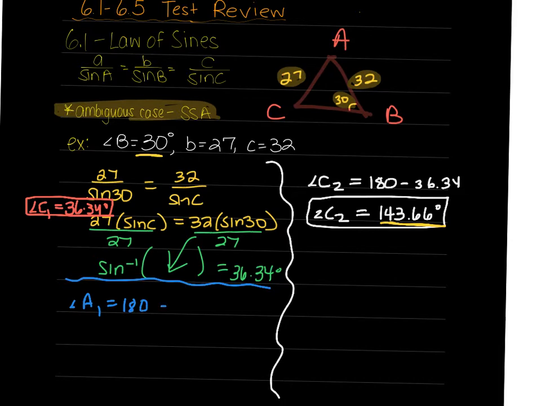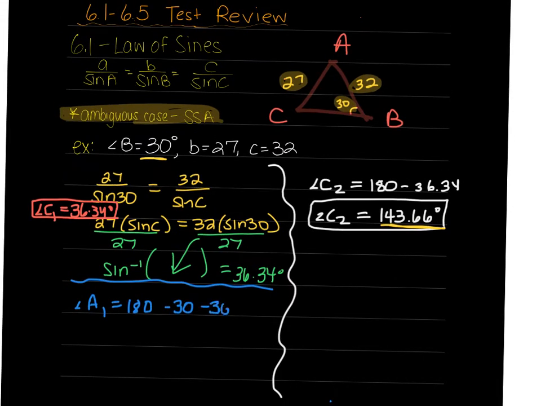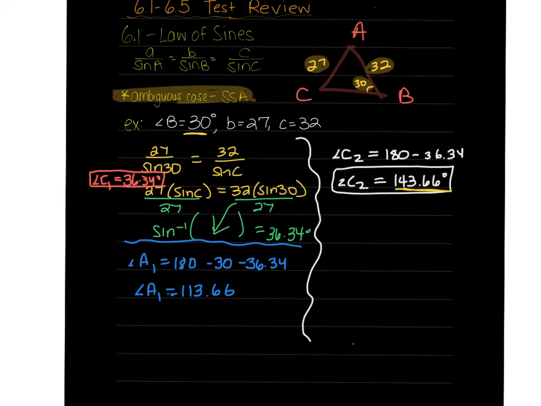So I'm going to do 180 minus the 30, which is my original angle, and the one I found, which is 36.34. And I get 113.66. So that's the second angle that I'm looking for. At angle C1, I have angle A1, 113.66.